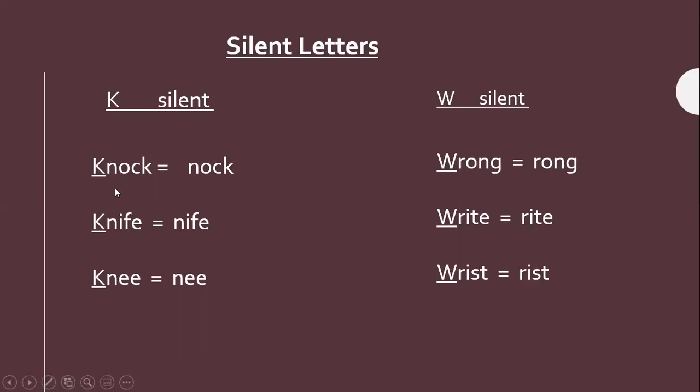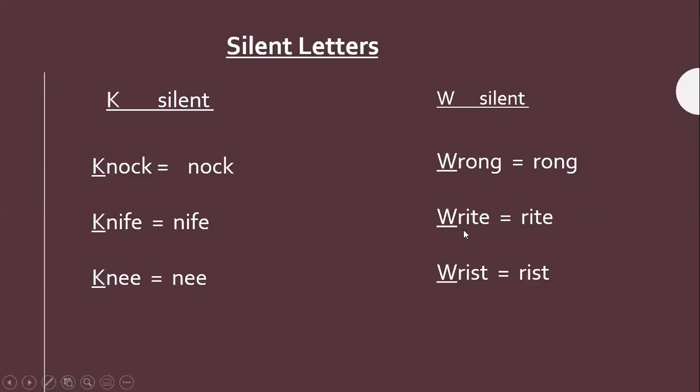Whenever you read any word which starts with K, but after it you have N, then you start the word with N. Same like the word wrong. Here W is silent. We read this word "rong", not "wrong". The sound of W is not there. It is not "wrong", it is "rong".